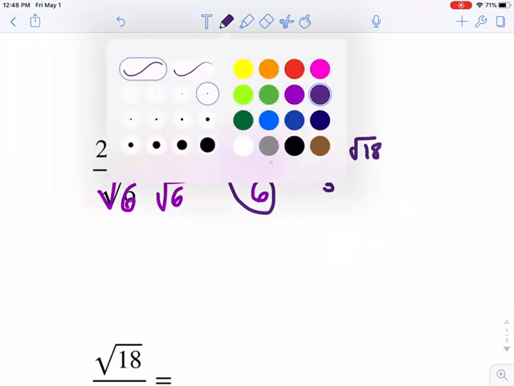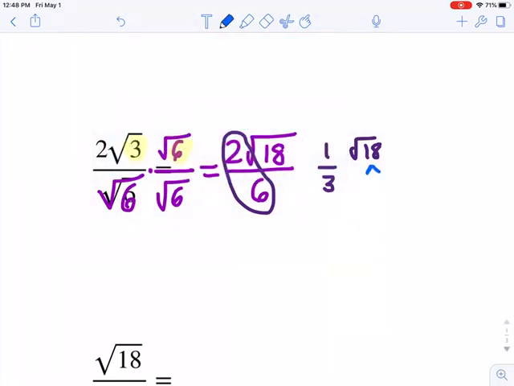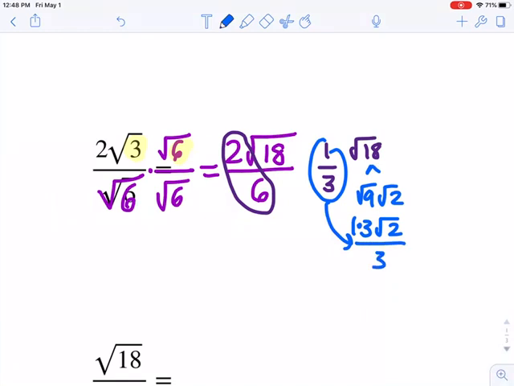Well, I'm gonna simplify radical 18. That's radical 9, radical 2, which becomes 3 radical 2. All right, and I had this 1/3. So I get 1 times 3 is 3, divided by 3. That all just simplifies, and my final answer is radical 2.